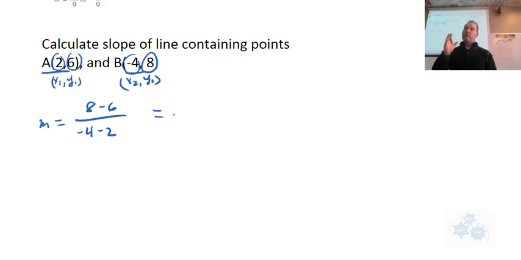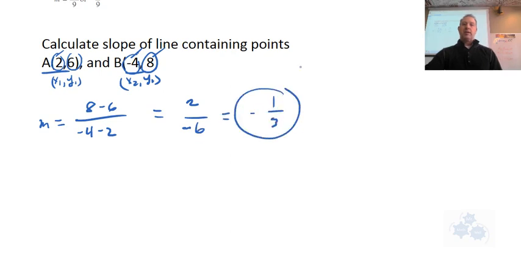As long as you keep the second point for both values, it doesn't matter which one's first and which one's second. So you see how I went 8 minus 6, and then I went back to this one, negative 4 minus 2. So 8 minus 6 is 2, and negative 4 minus 2 would be negative 6. So this would be negative 1/3, looks like.